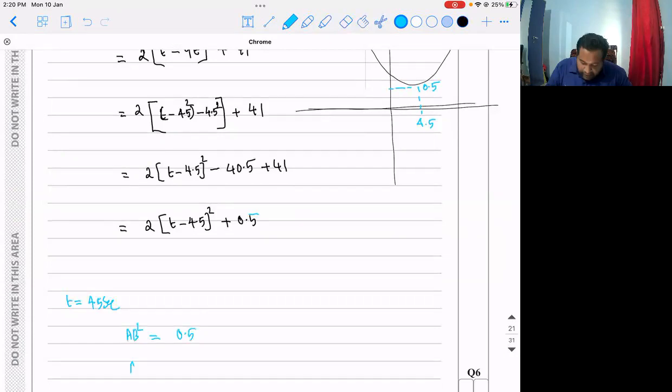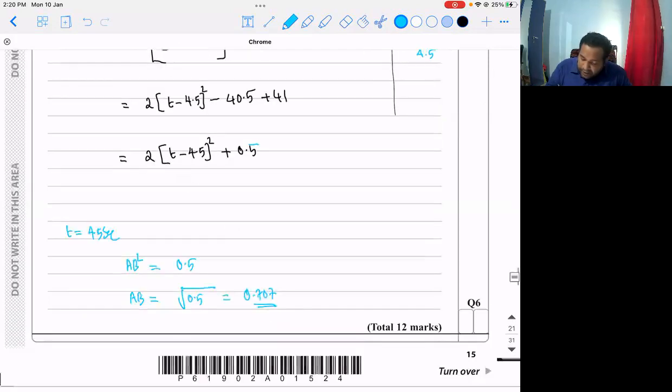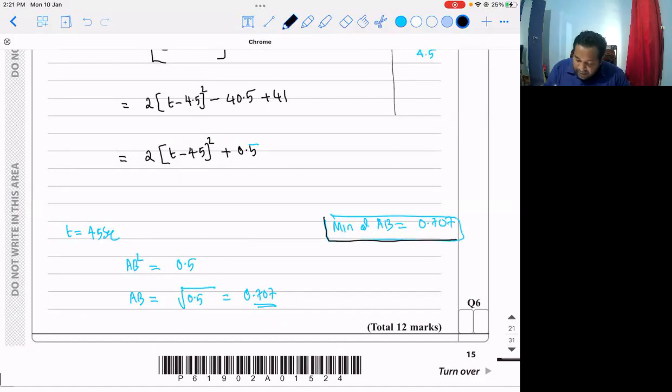Therefore, what is the minimum value of AB? AB we can take as square root of 0.5. And what is that? 0.707. So the minimum value of AB is equal to 0.707. So that is the answer for this question. I will use a different ink. It's showing clearly, right? Okay.